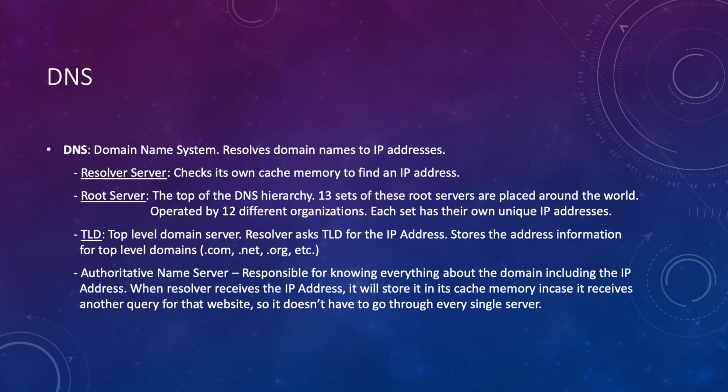If the computer can't find the IP address, it will send out a query to the root server, which is at the next level. The root server is at the top of the pyramid of the DNS hierarchy, and there are 13 sets of these root servers that are placed around the world and are operated by 12 different organizations, and they each have their own unique IP address.